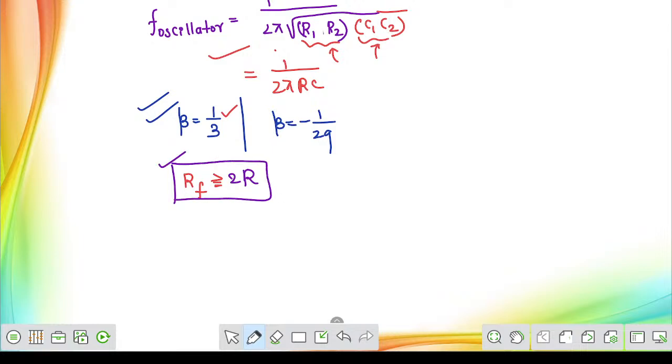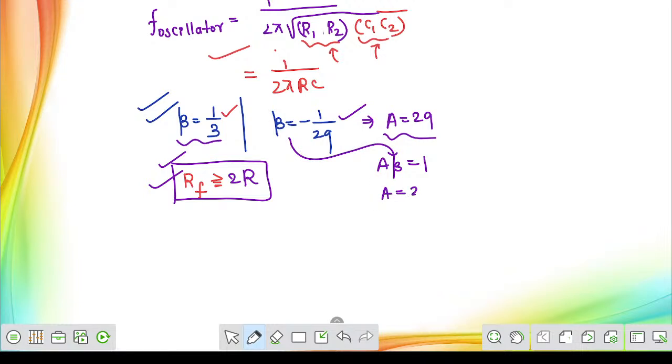For the RC phase shift oscillator, I have given the feedback factor as 1 by 29. Then we saw the value of gain is going to be 29. In case of negative feedback, same formula. You don't need to memorize anything here. Just remember this feedback factor. From that, calculate the value of A. We know A into beta equal to 1. Now substitute the value of beta here. So if you substitute beta equal to 1 by 29, then A will become 29. This is for the RC phase shift oscillator.